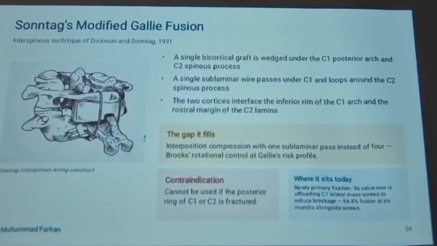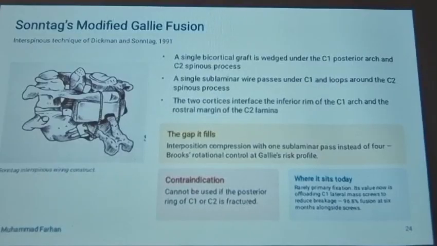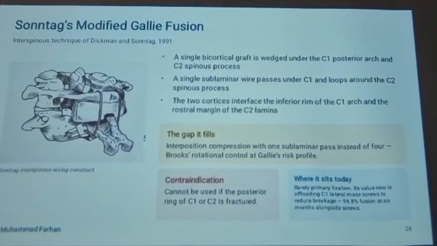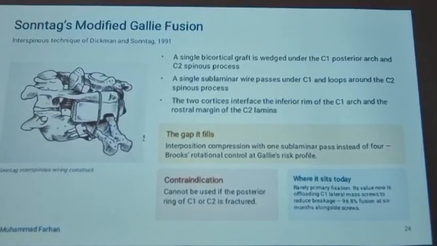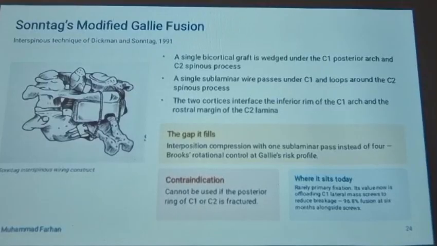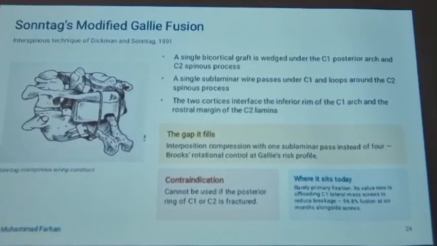And then the Sonntag's modified Gallie fusion. Similar to the Gallie fusion technique, but a single bone graft is used between the cortical interfaces, or the inferior rim of the C1 arch and the rostral margin of the C2 lamina, and these are fixed. Usually, these wiring techniques are not used when the posterior arch is fractured or not present. Then we cannot use these techniques.